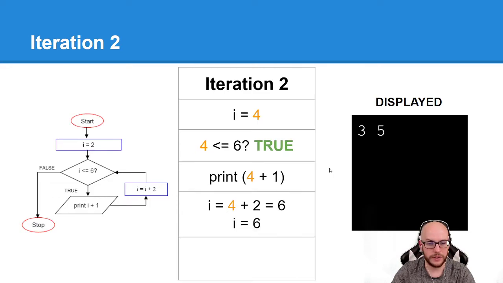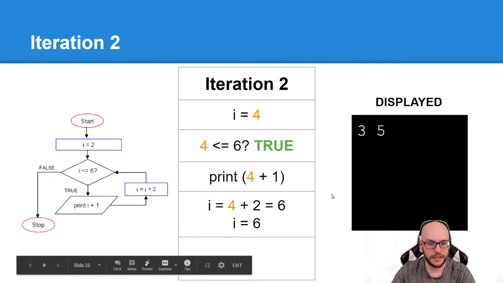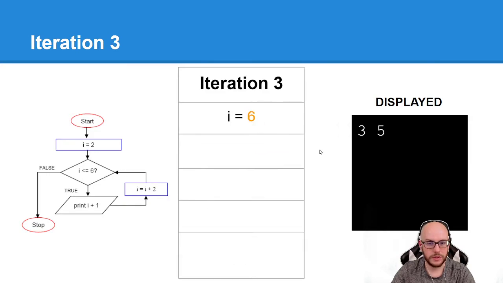We're going to come over here and adjust I. I is now 6. That's the end of that iteration. We're going to check our condition again. We're going to ask, is I less than or equal to 6? At this point, yeah. That's true.